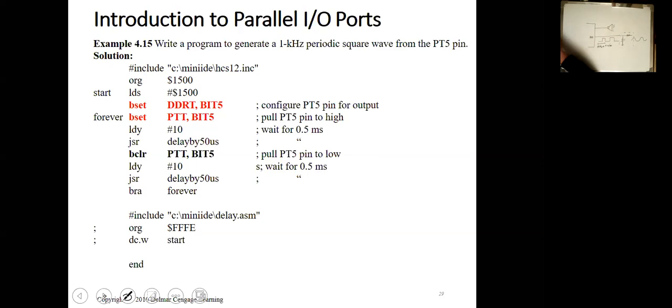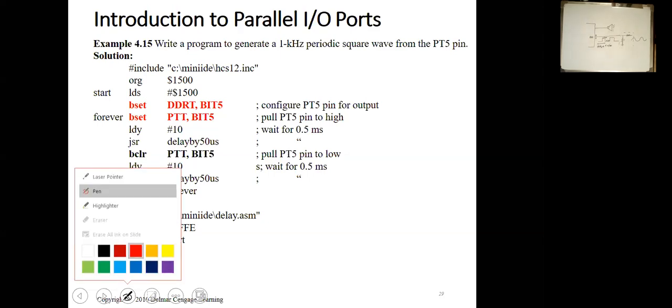In order to do that, we need to output logic high for 0.5 millisecond, and then logic 0 for 0.5 millisecond. So basically, we need to do this forever. There will be an endless loop, and inside that loop, we simply write instructions that output 1, then delay, then output 0, then delay, and so on. So this is what we have here.